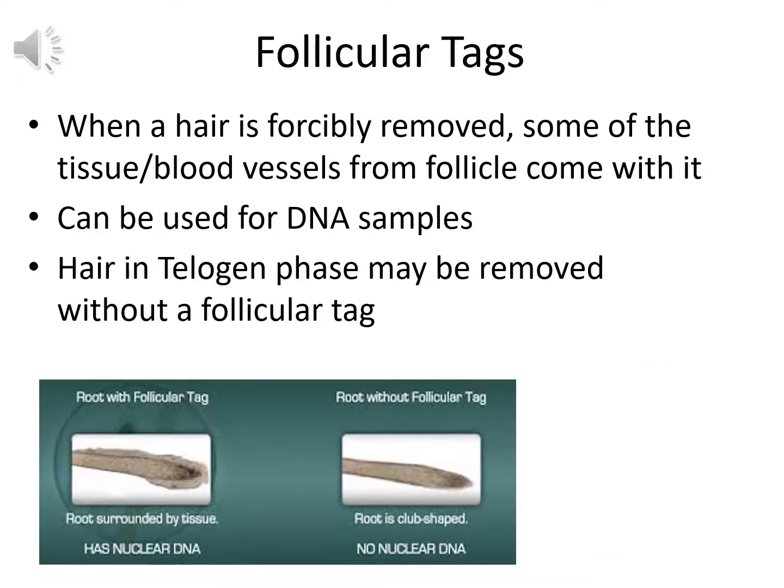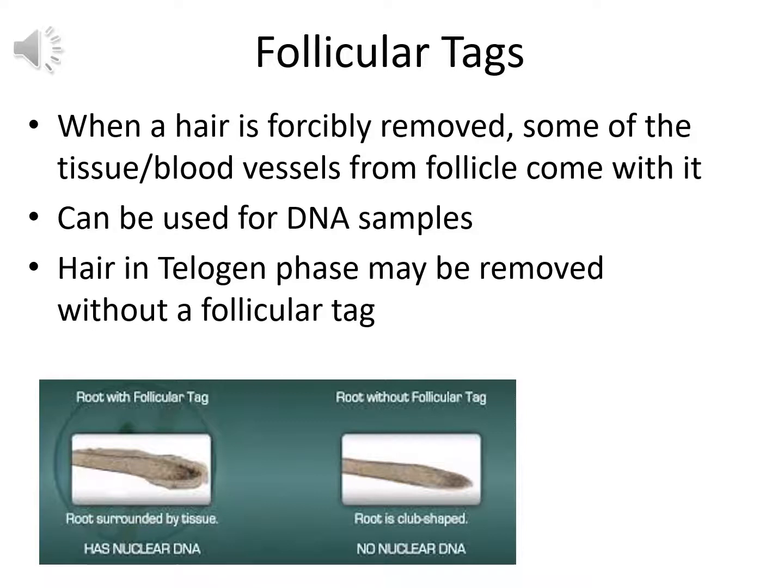And finally, to end matters with our topic of hair, we'll talk specifically about follicular tags. I've thrown the term around, but it's probably nice to have the text up there for you to see it. So when a hair is forcibly removed, some of the tissue or blood vessels from the follicle might come with it. And that is the source of the nuclear DNA, right? Those cells that were removed along with the hair can be used for nuclear DNA analysis, and that should individualize it at least down to the level of identical twins or individual people if you don't have an identical twin.